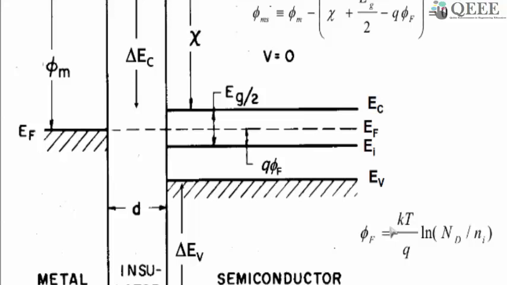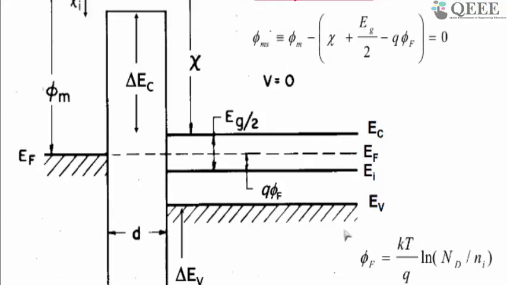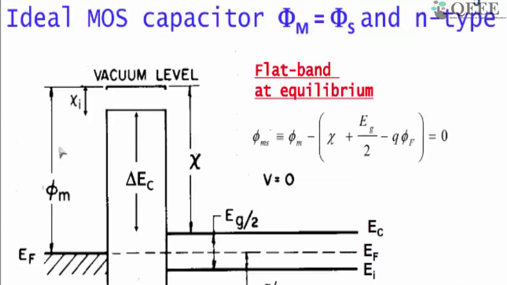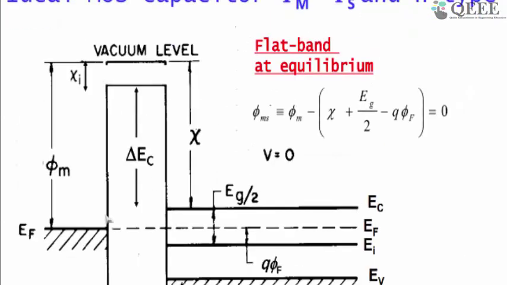Okay, we can still use the Maxwell-Boltzmann statistics. That's how we are deriving this one. So the work function difference is nothing but phi m minus phi s. In this case, we are told that phi m is equal to phi s. So this is phi m, and this is phi s.